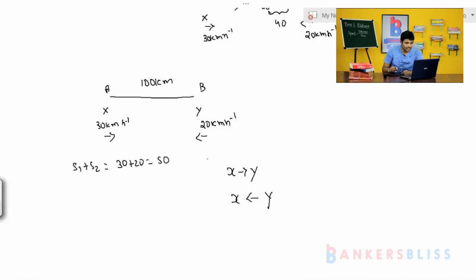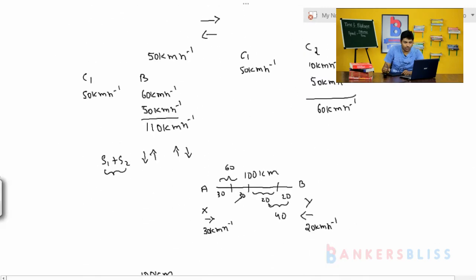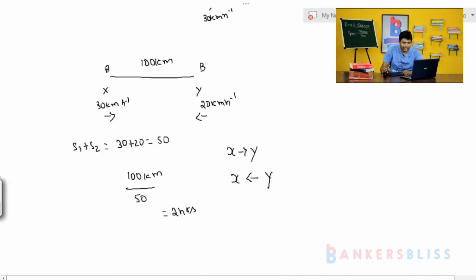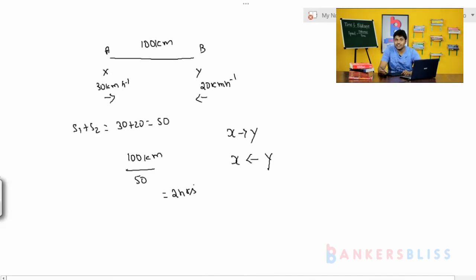Then see here, 100 kilometers divided by 50 is equal to 2 hours. Here also we took 2 hours: first hour 30 and 20, second hour 30 and 20. So we took 2 hours here, and here also we are taking 2 hours. Because of this reason, we have to go with the relative speed concept. Now you may have understood how the relative speed works. It is very easy to calculate the values with the help of relative speed.